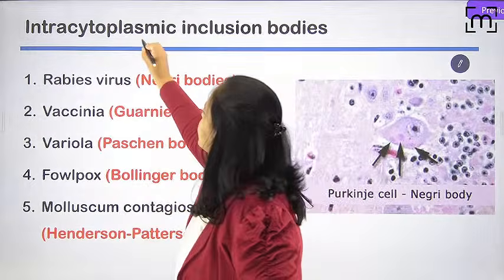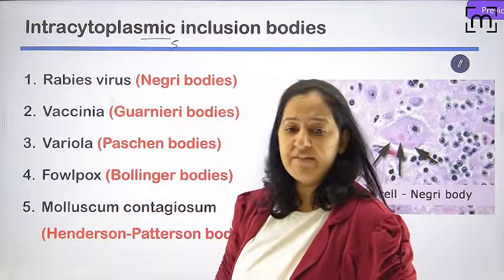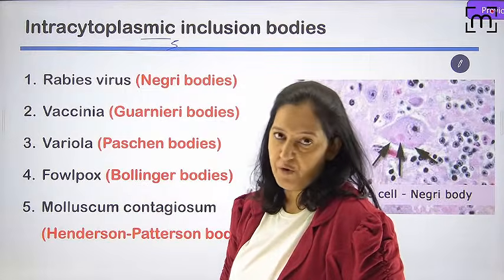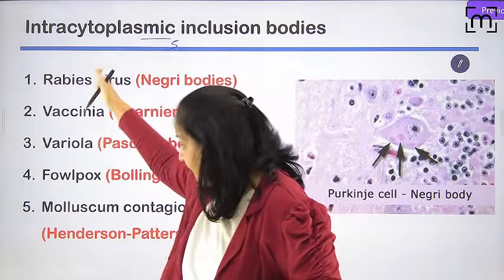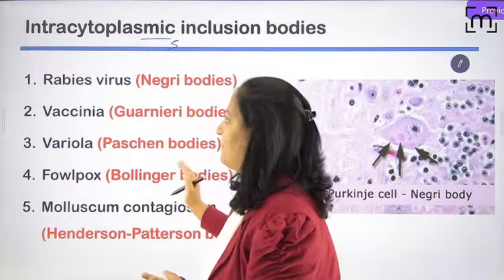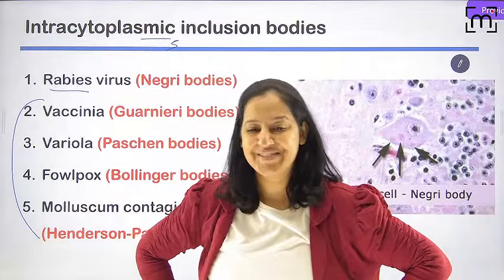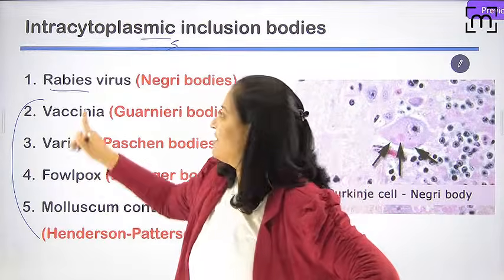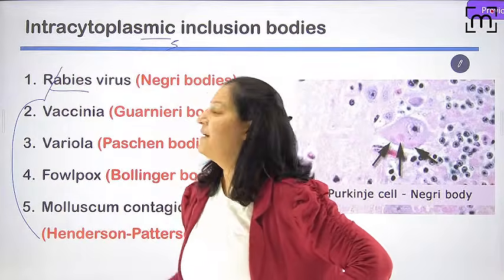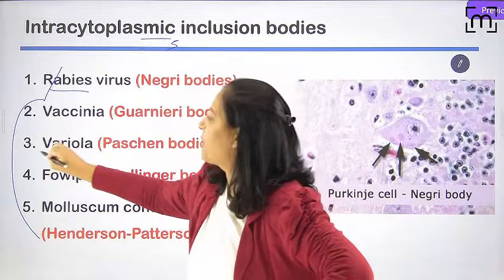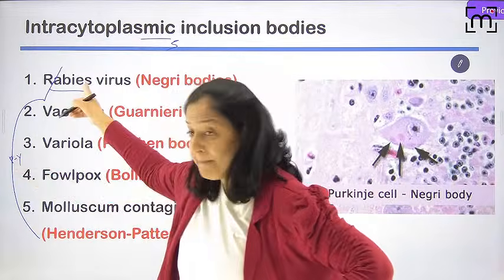So coming to the 5 examples of intracytoplasmic inclusion body. What are the 5 examples? Learn 5 viruses first, then I will tell you their examples. One of them is RNA, the remaining 4 are DNA. You know which is a DNA virus and which is an RNA virus till now. The RNA virus is rabies, and the remaining are pox. These all are members of pox.